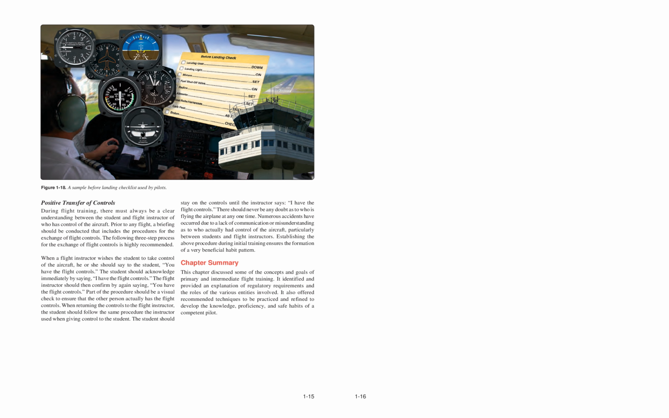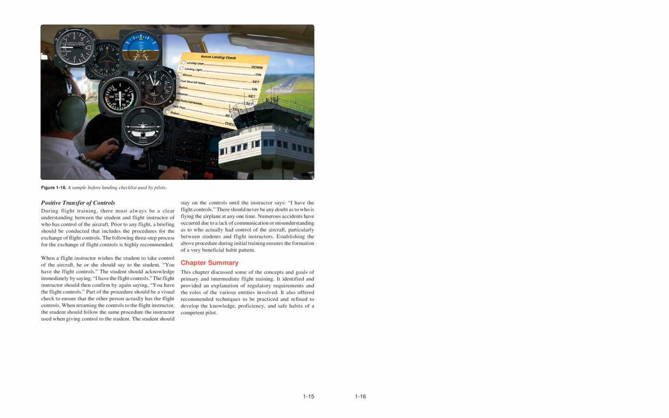Positive transfer of controls during flight training. There must always be a clear understanding between the student and flight instructor of who has control of the aircraft. Prior to any flight, a briefing should be conducted that includes the procedures for the exchange of flight controls. The following three-step process for the exchange of flight controls is highly recommended. When a flight instructor wishes the student to take control of the aircraft, he or she should say to the student, "You have the flight controls." The student should acknowledge immediately by saying, "I have the flight controls." The flight instructor should then confirm by again saying, "You have the flight controls."